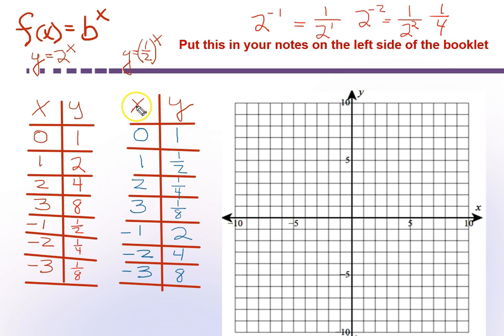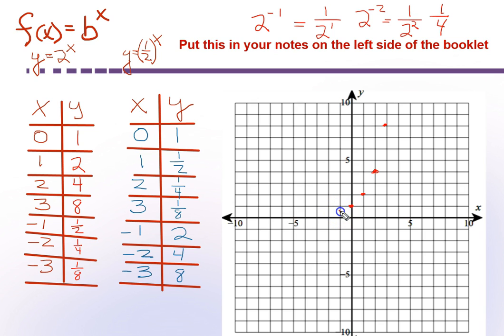And again, you don't need to know all of this, but you want to now be able to plot this on this graph. So we're going to go to red now as we plot these. X is 0, y is 1. So x is 0, y is 1. We get a dot right there. 1 and a 2. So over 1 up 2. We get a dot right there. Over 2 up 4. We get a dot right there. Over 3 up 8. We get a dot right there.